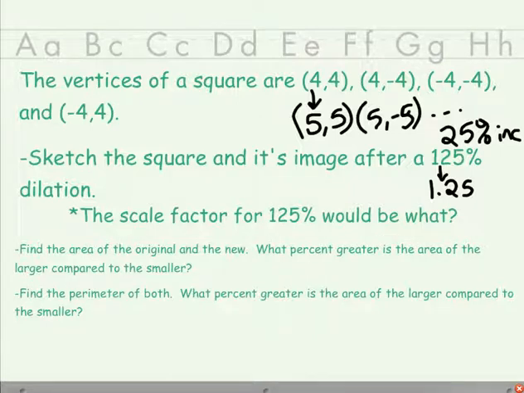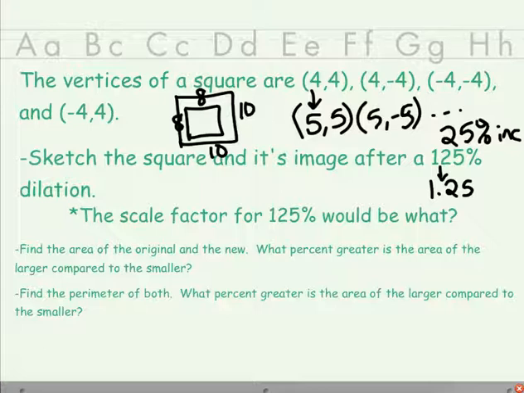I get a square that ends up being on a coordinate grid. It ends up being 8 by 8. I'll draw it right here, 8 by 8. Okay, and then we have a square around it that is 10 by 10. The question is, what is the perimeter scale factor? What is the area scale factor?